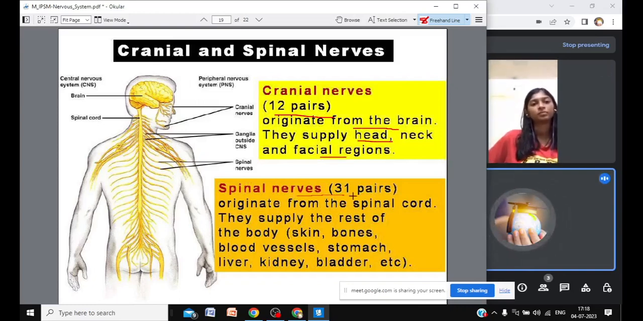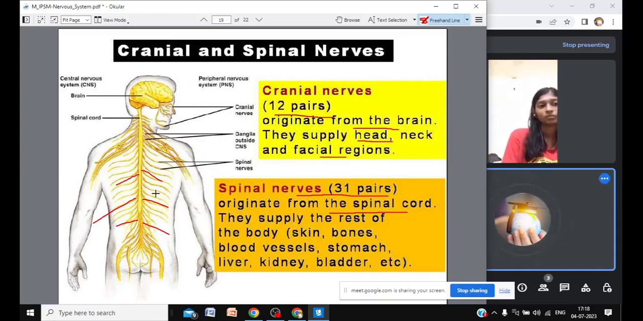Spinal nerves, 31 pairs, originate from the spinal cord. You can see here, all these nerves are spinal nerves because they are coming out from the spinal cord. When they come out from the brain, we will call them cranial nerves. When they come out from the spinal cord, we will call them spinal nerves. Coming out from the brain means cranial nerves. Coming out from the spinal cord means spinal nerves. Cranial nerves 12 pairs, spinal nerves 31 pairs.